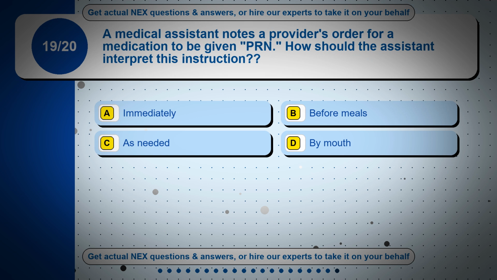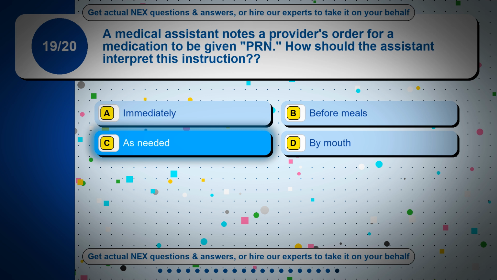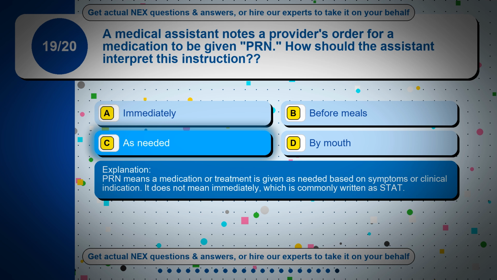Question 19. A medical assistant notes a provider's order for a medication to be given PRN. How should the assistant interpret this instruction? Option A, immediately. Option B, before meals. Option C, as needed. Option D, by mouth. The correct answer is option C, as needed. PRN means a medication or treatment is given as needed based on symptoms or clinical indication. It does not mean immediately, which is commonly written as STAT.